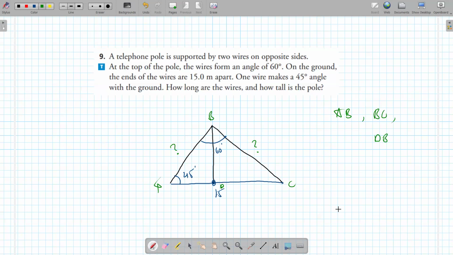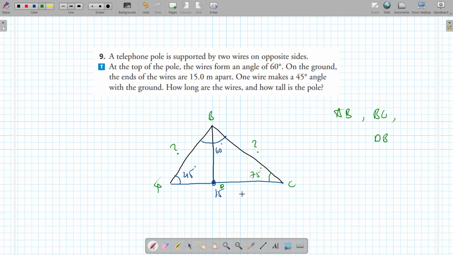Find angle C. You can do this in your head. What's angle C? It's going to be 180, right? We're looking at the bigger triangle, triangle ABC. So if A is 45, B is 60, C is going to be 180 minus those two, no? So it's going to be 75. Cool?